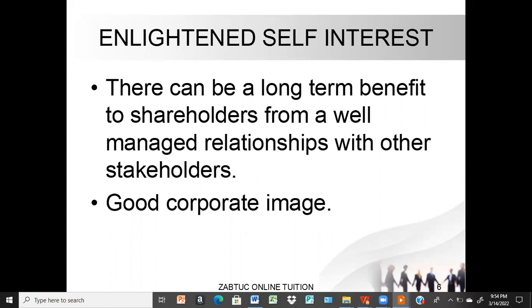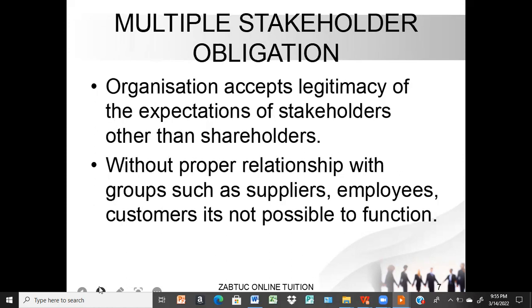The first one was shareholders' short-term interest. But if you graduate to enlightened self-interest, we are saying, what activities can you undertake? So we want a good corporate image all the time. We can graduate now to a much higher level of responsibility.